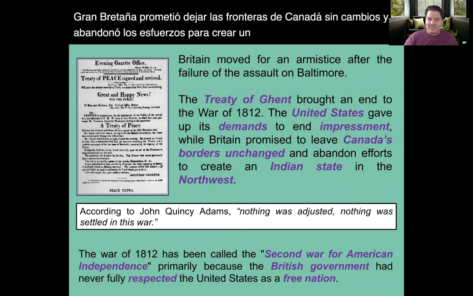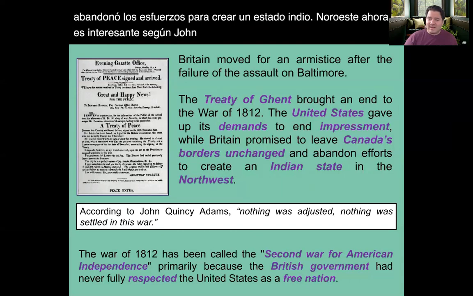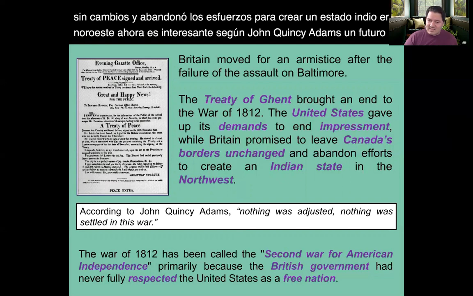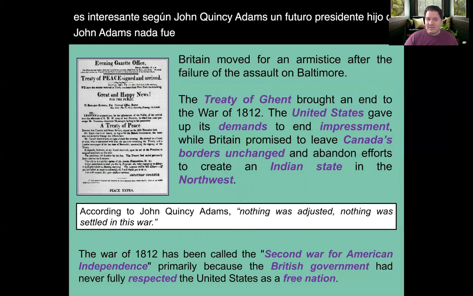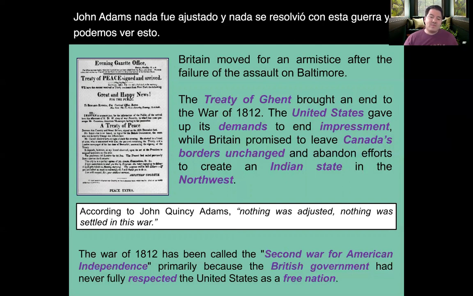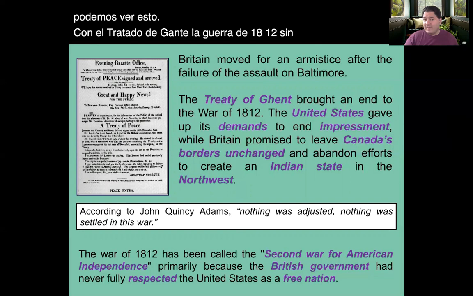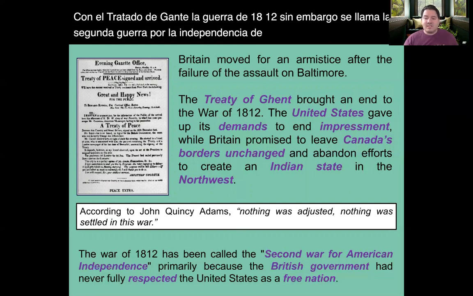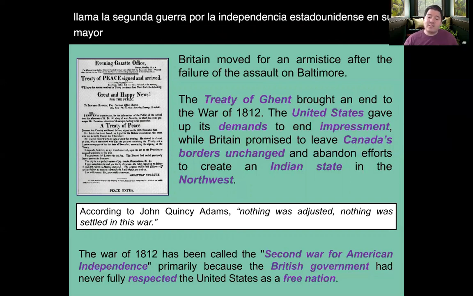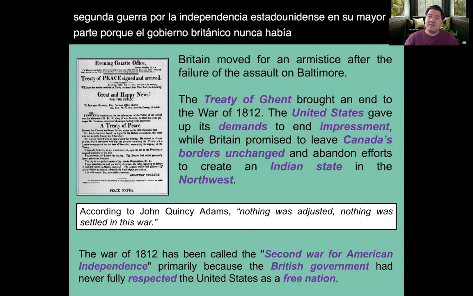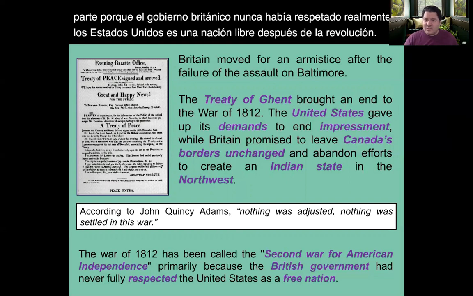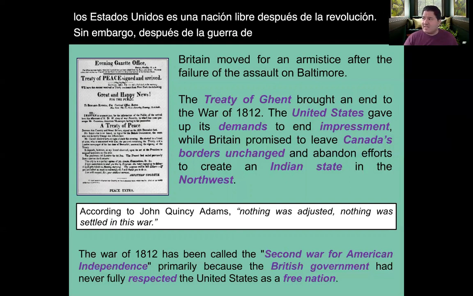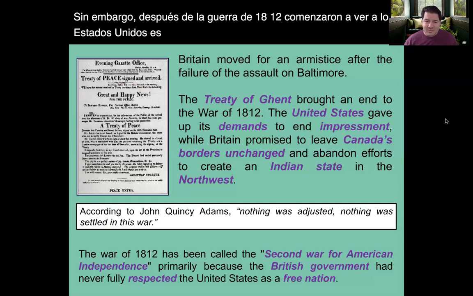Now, it's interesting, according to John Quincy Adams, a future president, the son of John Adams, nothing was adjusted and nothing was settled with this war. And we can see this with the Treaty of Ghent. The War of 1812, however, is called the Second War for American Independence, for the most part, because the British government had never really fully respected the United States as a free nation after the Revolution. However, after the War of 1812, they began to see the United States as a truly powerful and independent nation.